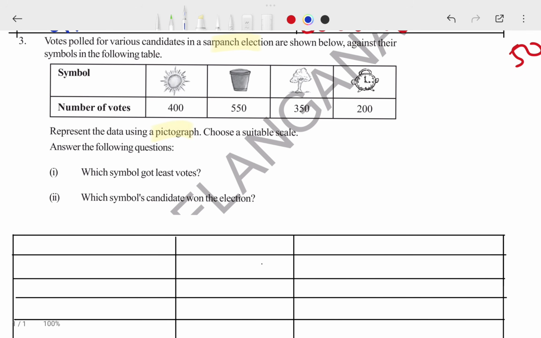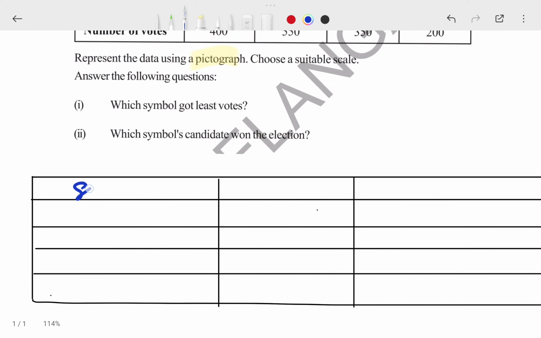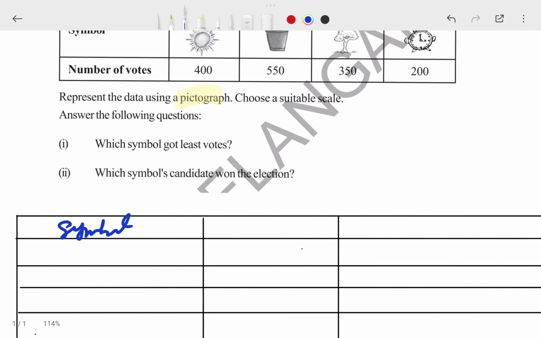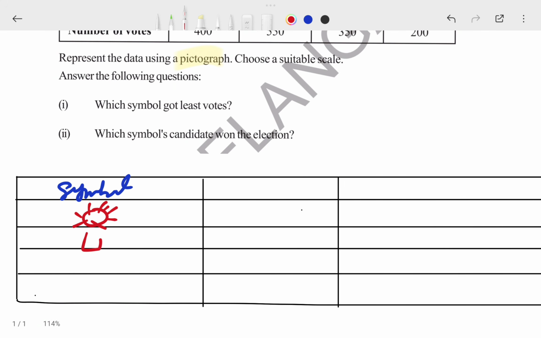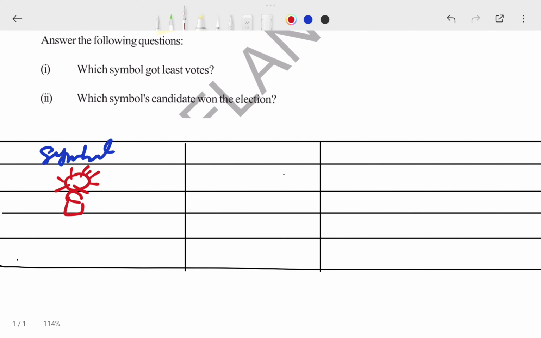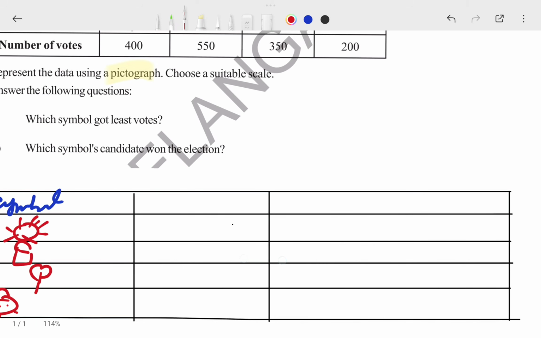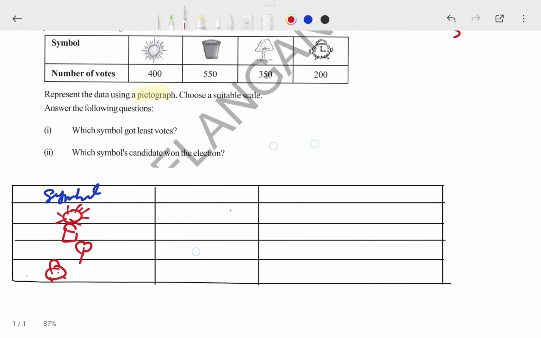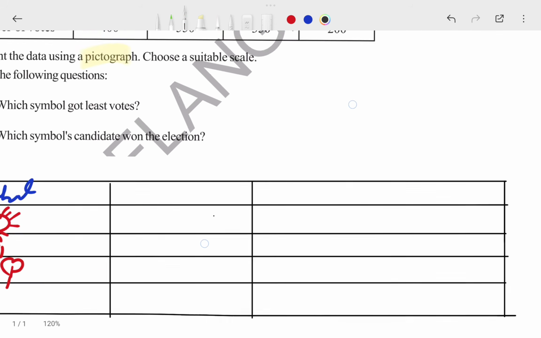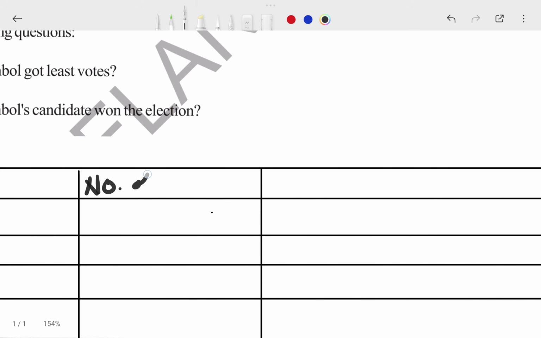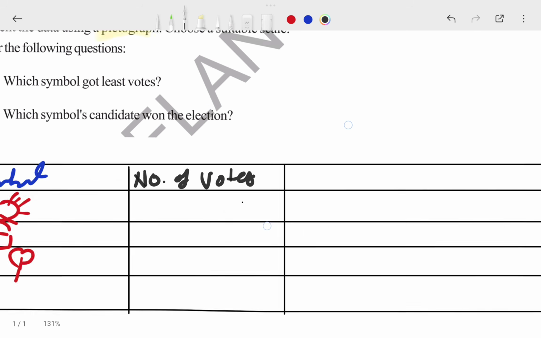First write the symbols. This is a rising sun symbol. Then the bucket. The third symbol is a tree symbol. Another symbol is the clock symbol. Then write the number of votes. Now NO means number of votes, nothing else is happening here. Okay, is it over?